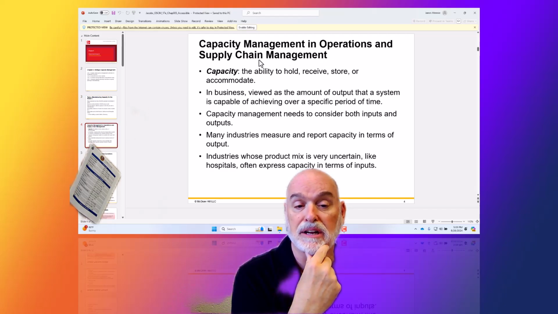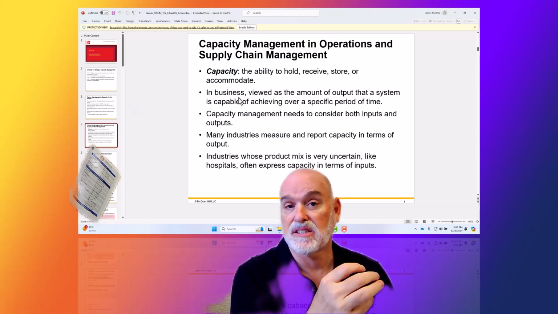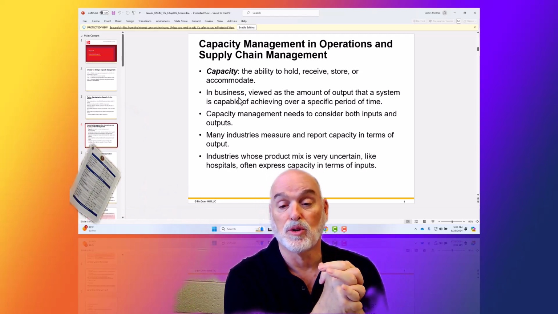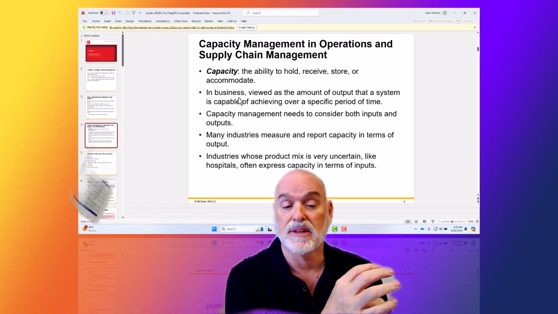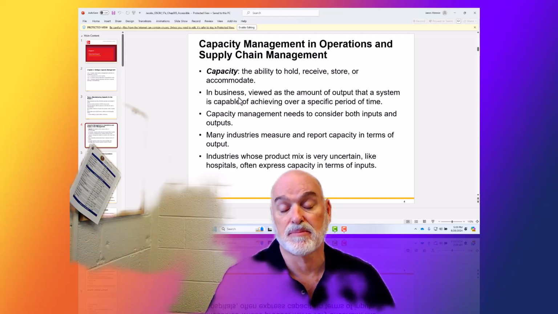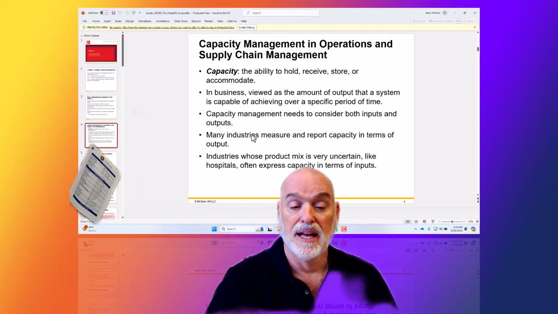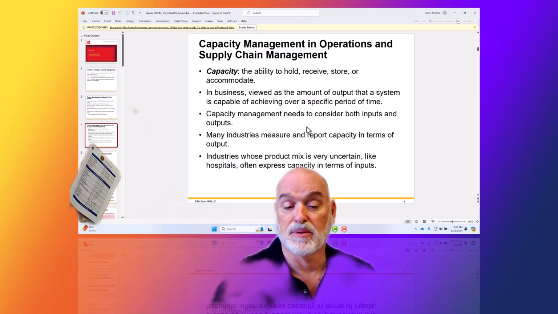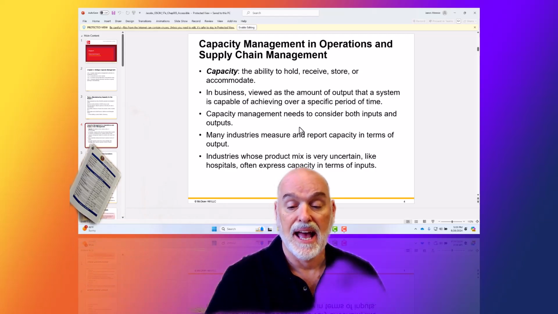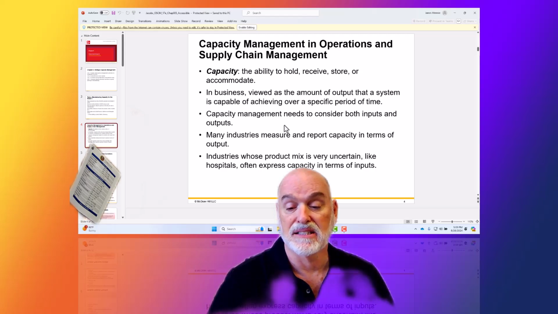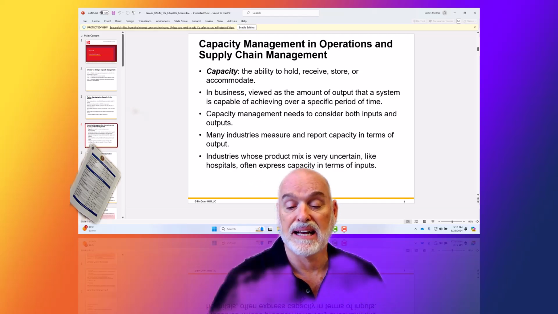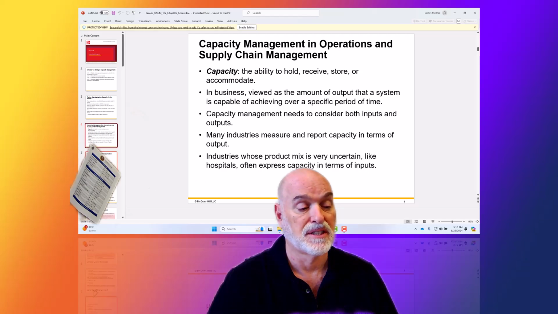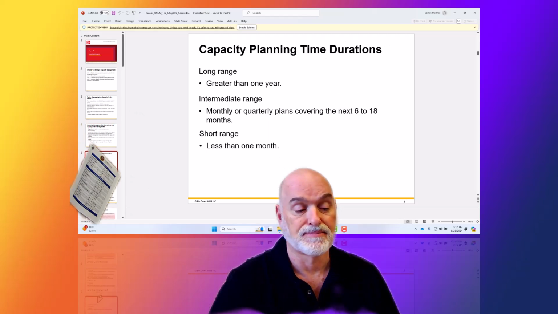Capacity management in operations and supply chain management. Let's define our terms here. Capacity is the ability to hold, receive, store, or accommodate. In business, it is viewed as the amount of output that a system is capable of achieving over a specific period of time. Capacity management obviously needs to consider both the inputs and the outputs, and many industries measure and report capacity in terms of output. Industries whose product mix is very uncertain, like hospitals, often express capacity in terms of inputs. In that case, it would be number of beds.